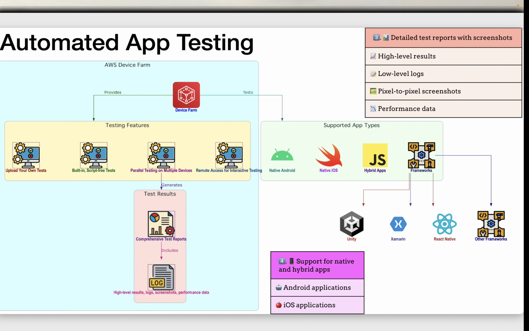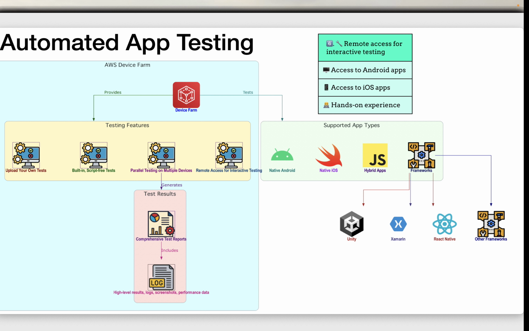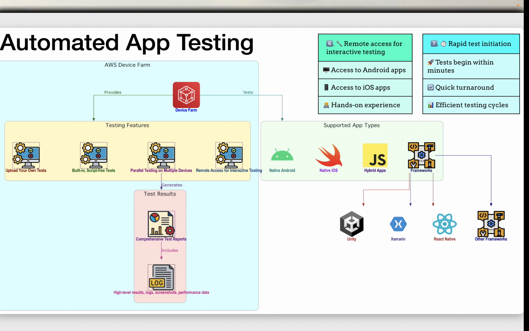Device Farm supports testing of both native and hybrid Android and iOS applications, which caters to a wide range of app development approaches. The service is compatible with apps created using different frameworks such as PhoneGap, Titanium, Xamarin, Unity, and other frameworks. Device Farm supports remote access to Android and iOS apps, enabling developers to perform interactive testing and gain hands-on experience with their apps on different devices. Tests on multiple devices begin within minutes of submission, which allows for quick turnaround and efficient testing cycles.